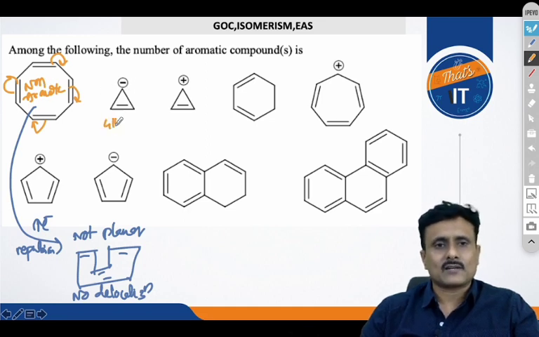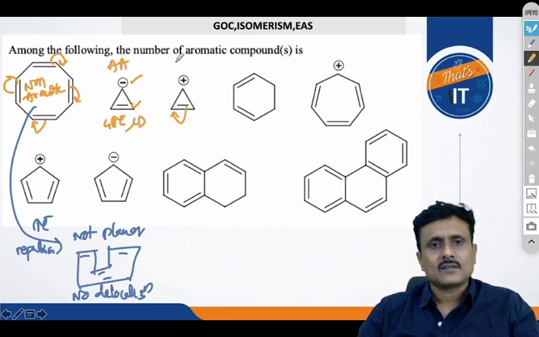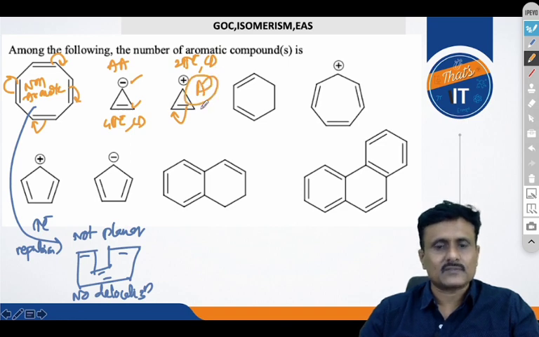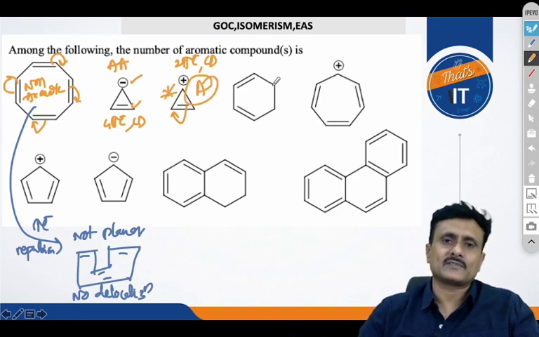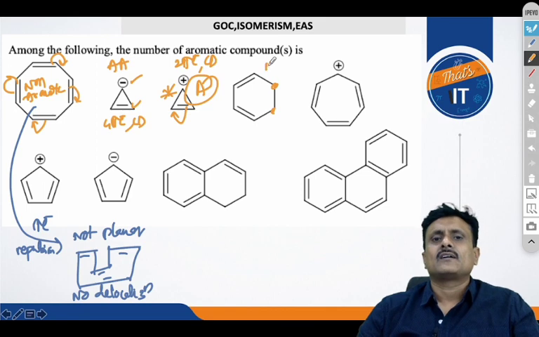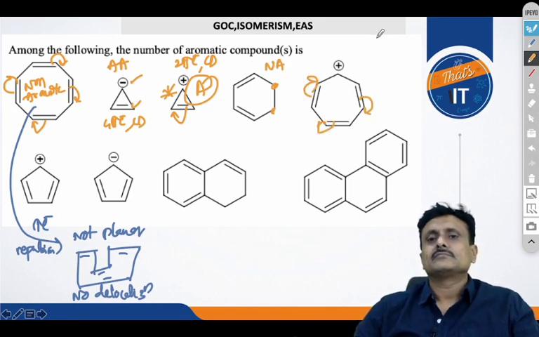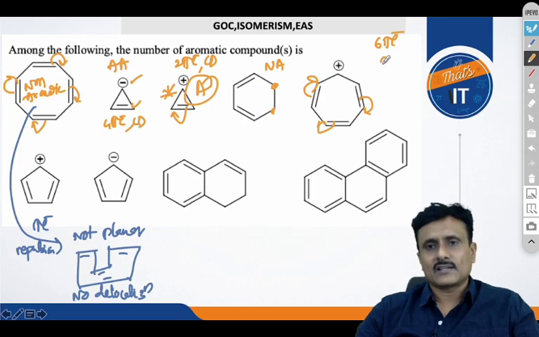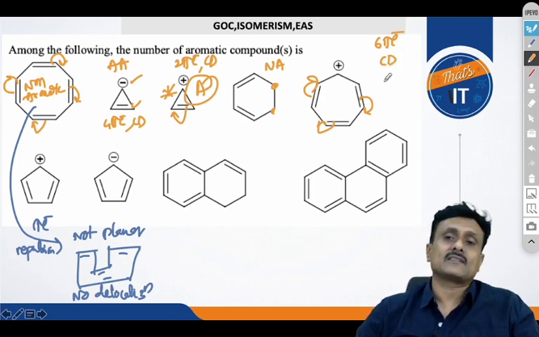This has 4 pi electrons, 2 and 2, cyclic delocalization. This is anti-aromatic. You can see that this has 2 pi electrons and cyclic delocalization. Therefore, this is an aromatic species. So far you found one aromatic species, and there is no resonance here, so not aromatic. And this has 6 pi electrons. You can see 3 pi bonds involved in cyclic delocalization.